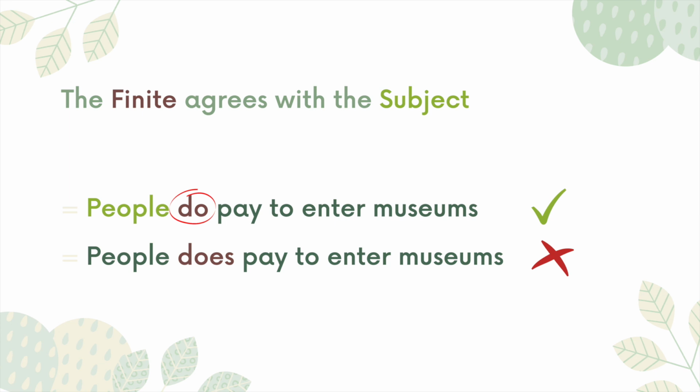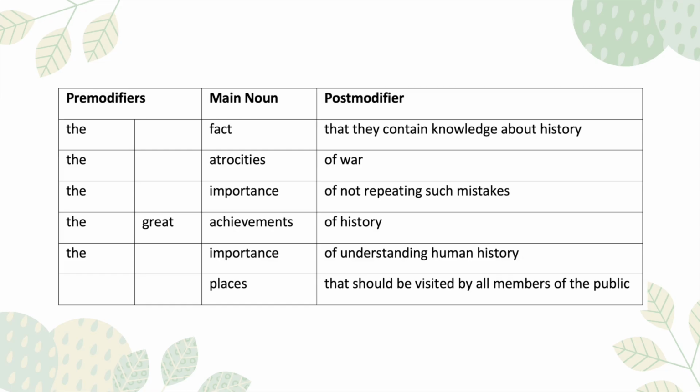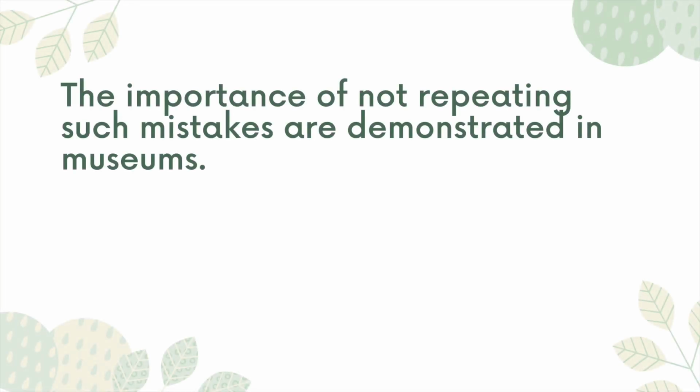This all seems like very simple grammar, and it is, but it is easy to make mistakes when we are writing complex structures. Do you remember our complex noun groups from our paragraph? Let's make a simple sentence with the noun group the importance of not repeating such mistakes as subject. Can you spot the error?